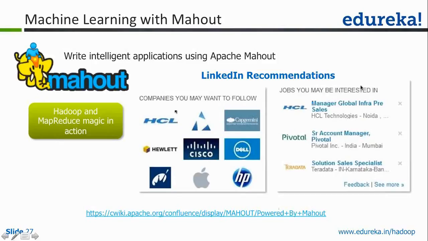I'm sure everyone has seen these kinds of recommendations on LinkedIn: companies you may want to follow, jobs you may be interested in, people who saw this profile also looked at. People similar to this, I'm sure everyone has seen, right? Or the recommendations you see on Amazon, all that is done using Mahout. Mahout in itself is a big subject, but it is a part of the Hadoop framework. If you're interested, you may want to learn that. There is a course from Edureka, I believe, which takes you deep into Mahout as well, but we will not be covering it in this course.